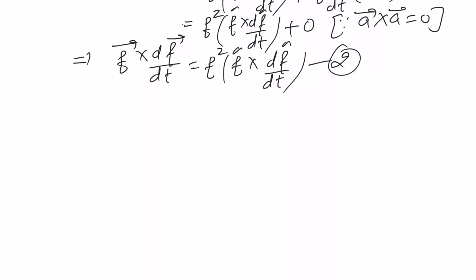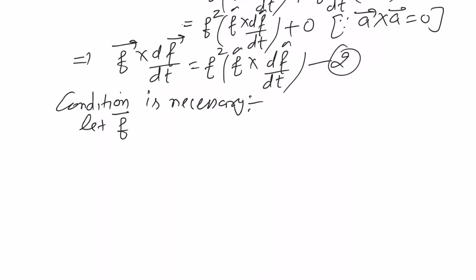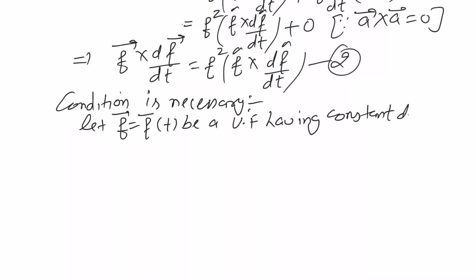Now we suppose that the condition is necessary. Let f equal to f(t) be a vector function having constant direction. Required to prove f cross df by dt is equal to 0.